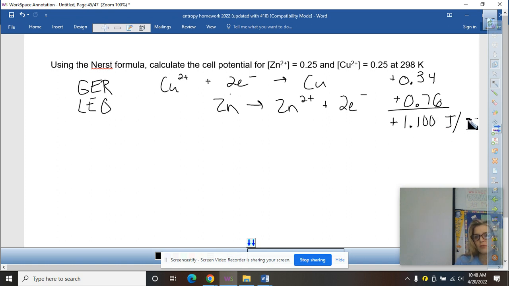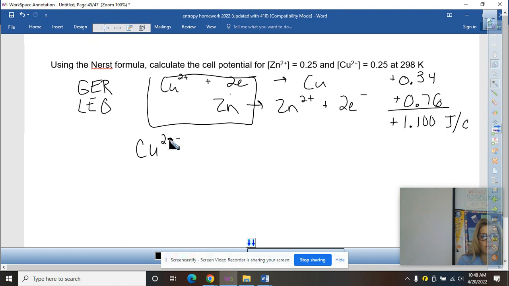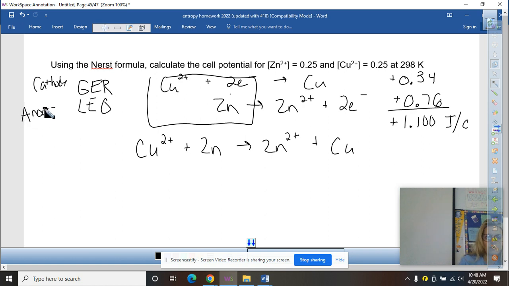Okay, so volts, joules per coulomb. All right, so these were our half reactions here. So what we have is Cu2+, these are ions in solution, plus zinc, forming Zn2+ plus Cu. Reduction at the cathode, oxidation at the anode. Make sure you know those.